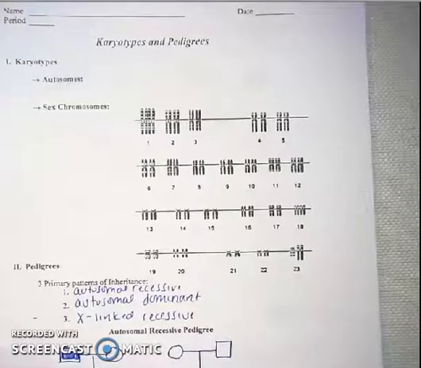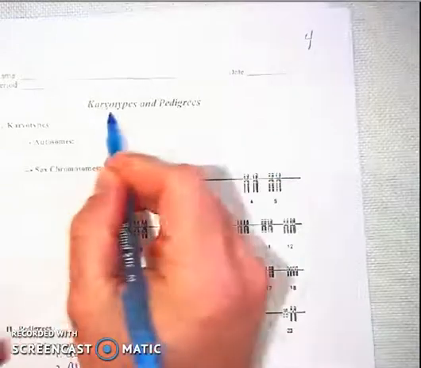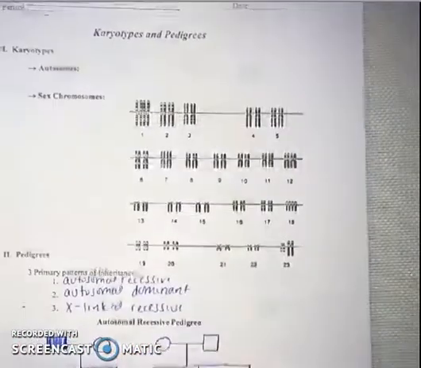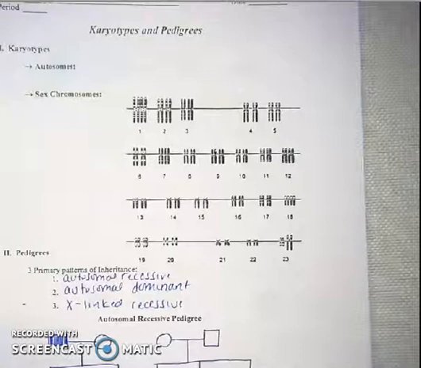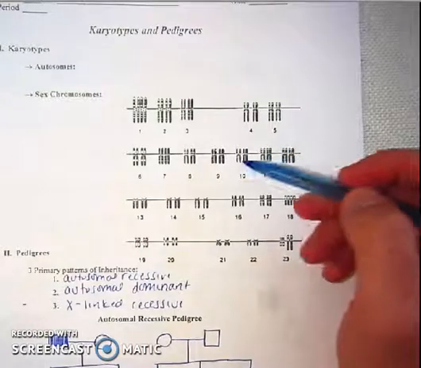So this little video is going to deal with two concepts, karyotypes and pedigrees. Karyotypes will not take very long. It's just a tool that scientists use to diagnose some prenatal issues most often. This is a picture of one organism's entire somatic nucleus.